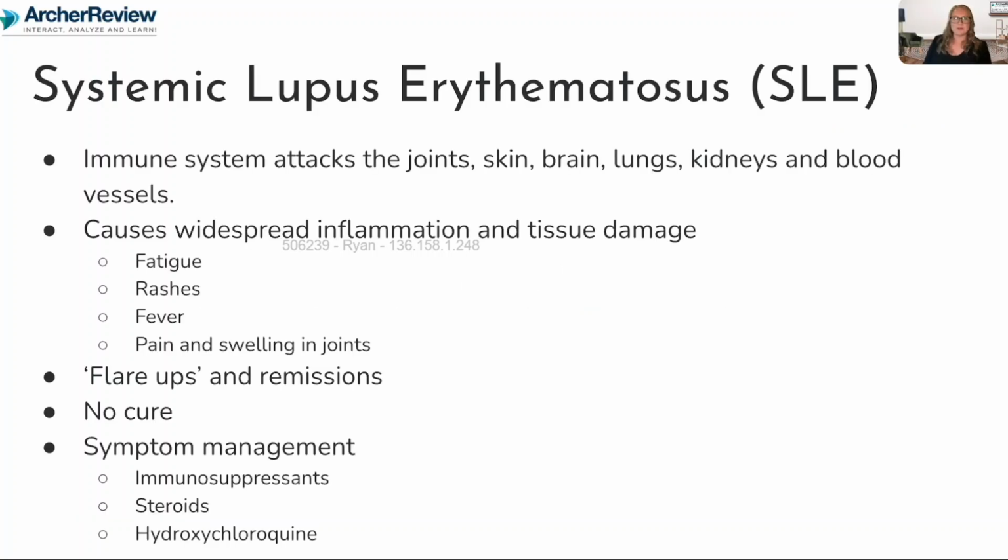First, we have lupus. Systemic lupus erythematosus, abbreviated SLE, is the most common type of lupus. In this autoimmune disorder, the immune system attacks pretty much the whole body. All right, the joints, skin, brain, lungs, kidneys, and even the blood vessels can all be sites of attack. So this causes widespread inflammation and tissue damage. You're going to see a client who is fatigued. They are febrile, both of these due to the inflammation. Their joints are swollen, red, and painful. They might have rashes when their skin is attacked.